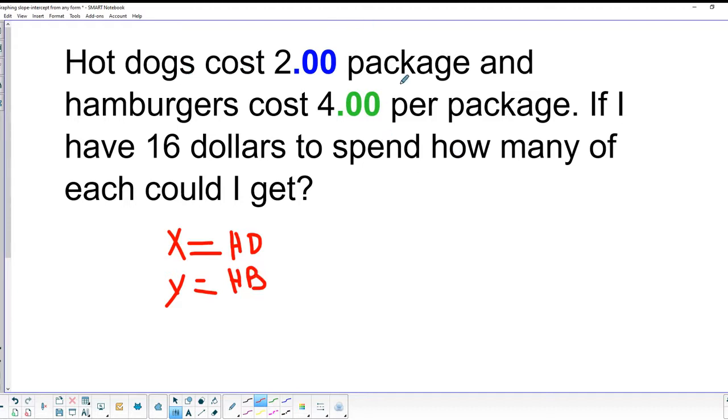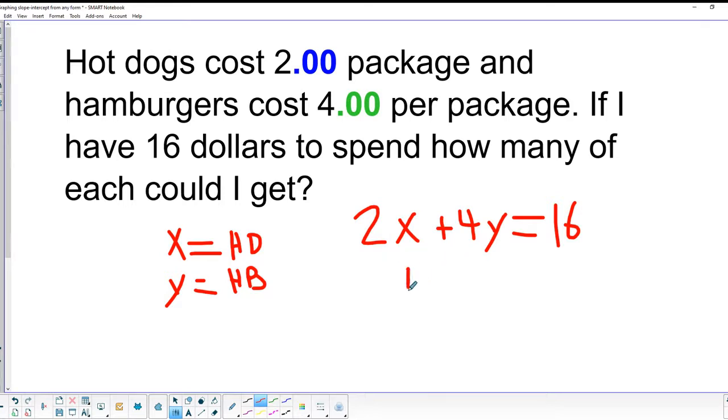So hot dogs cost $2 a package, so we're going to go 2 times x plus 4 times y. $2 for hot dogs, $4 for hamburgers, and you spend a total of $16, or we have $16 to spend. How many of each could I get? So there's varying combinations of these. So let's go ahead and solve for y.